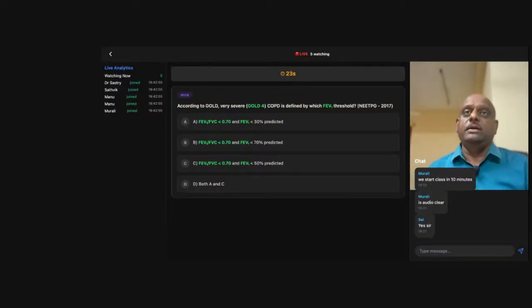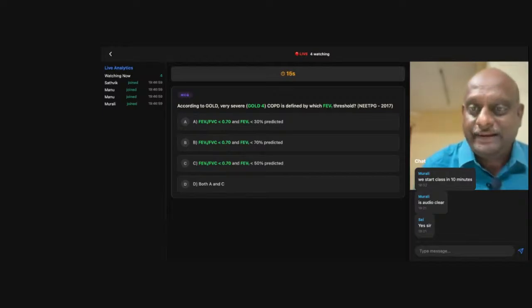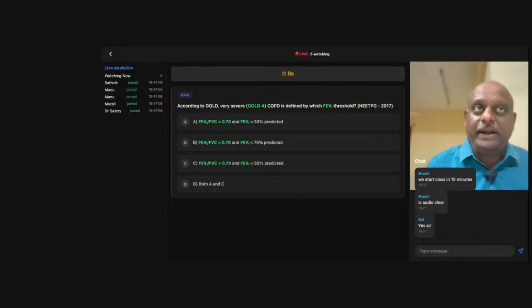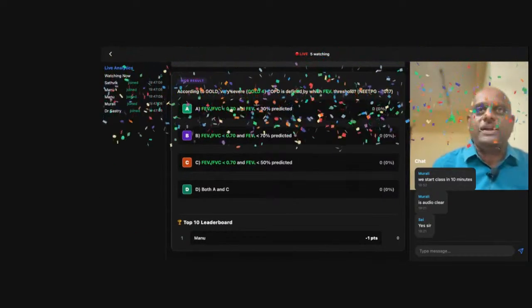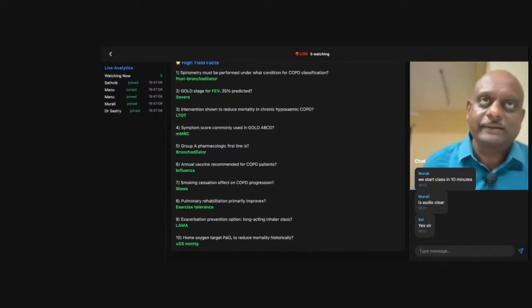According to the GOLD, very severe COPD is defined by which FEV1 threshold? Very severe COPD, what all defines it is a very important question. Nice to see Dr. Shastri. Yes. FEV1 by FVC less than 0.7 and FEV1 less than 30% predicted defines the severe form of COPD.